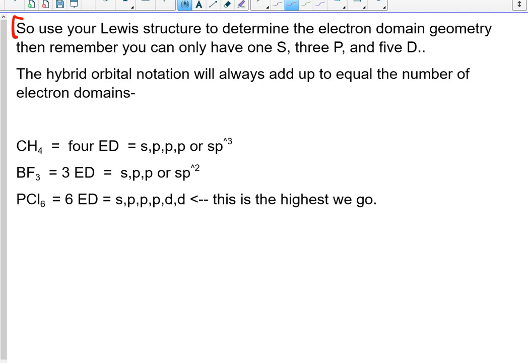All right. So then there's 3 examples. CH4 had 4 electron domains. It overlaps SPPP or SP3. BF3, 3, so it has SPP or SP2. PCl6, 6 electron domains, SPPP, DD. And that's the highest we go. Okay?